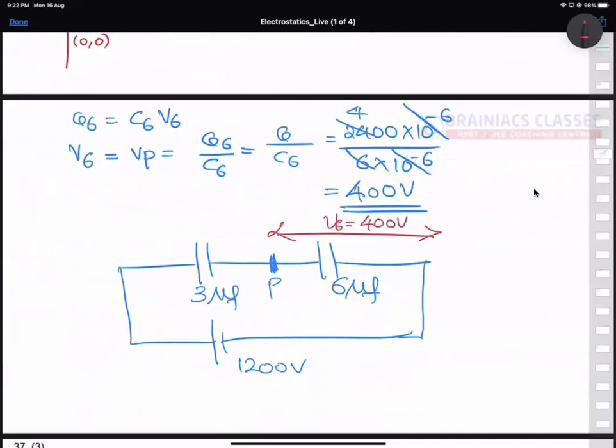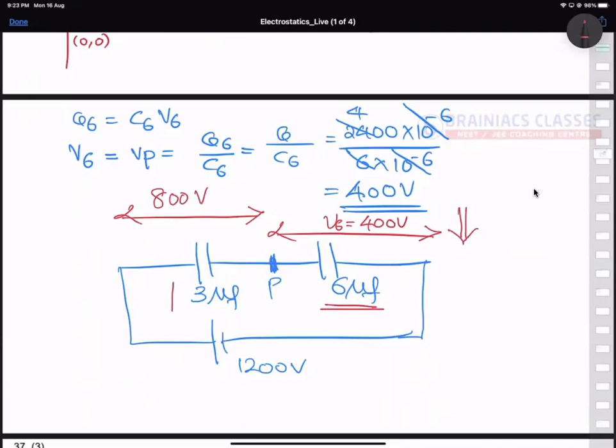400 volt. And the voltage across the 3 microfarad capacitor is how much? Total is 1200. So what will be the balance? 800 volt. So 800 plus 400 equal to 1200 will come. Correct? So, more capacitance: see, capacitance value 6 microfarad. But what will the 6 microfarad capacitor get? It will get less voltage.